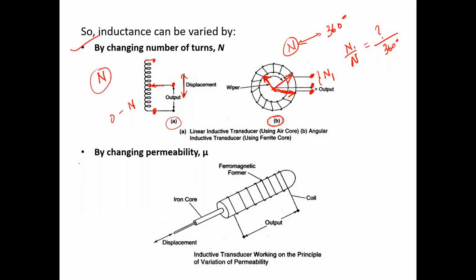Now another way could be varying the permeability, because the self-inductance is also a function of permeability as shown in the previous slide. If you have a coil arrangement, and you can change the permeability of the magnetic path in some way, then that will also result in the change of self-inductance. For example, here the winding of the coil is done on a cylindrical tube, where the tube is hollow.